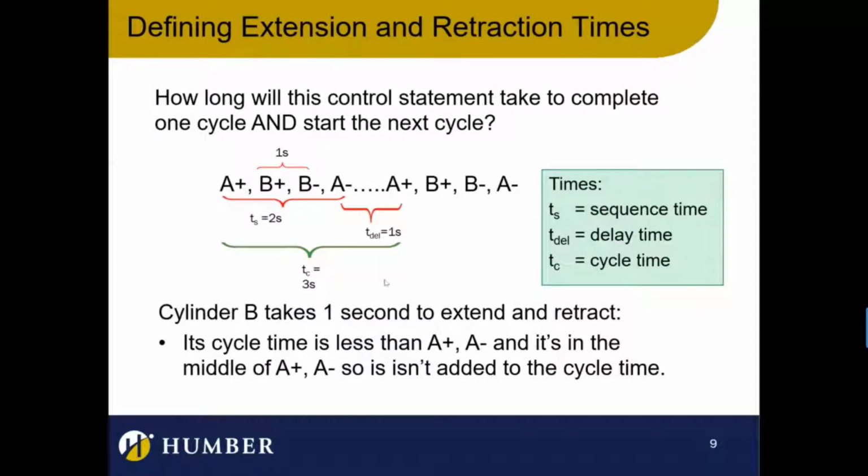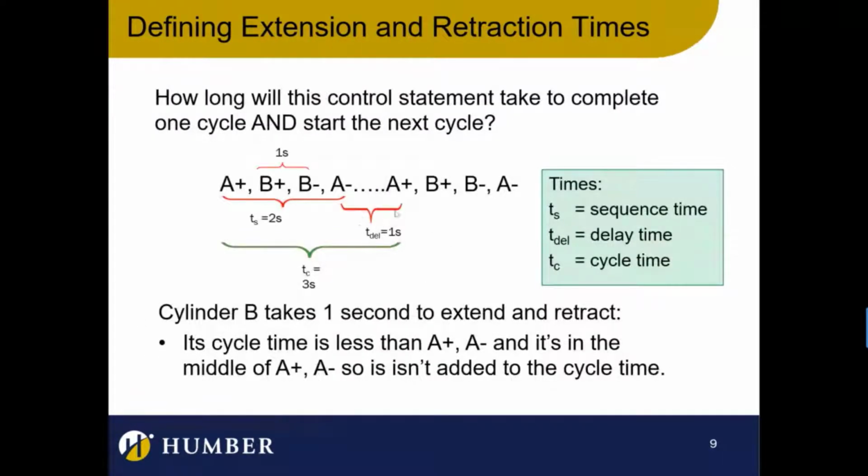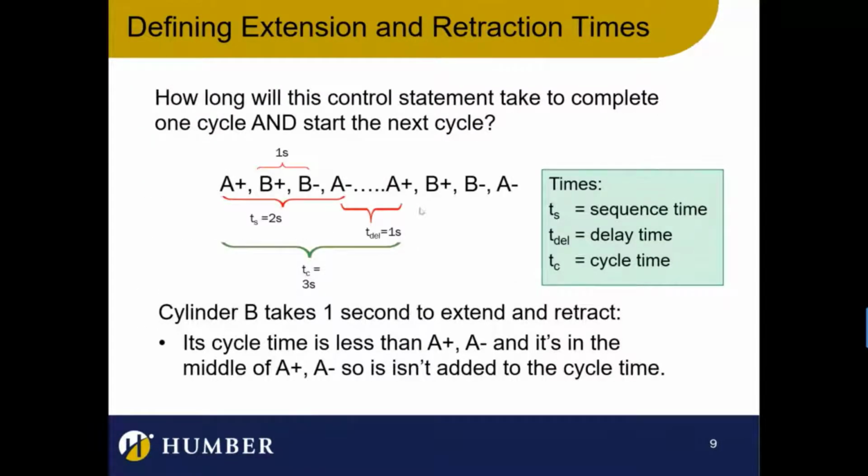Now, if we go back to here, we can see that cylinder A retracts here. This is cylinder A retracting. And then it waits for the next bottle for 1 second. That is the turnaround time. So your turnaround time, or the delay time, is here, because that delay time indicates that there's 1 second that it's waiting for the next cycle or the next bottle. So when the next bottle comes, this cycle happens all over again.